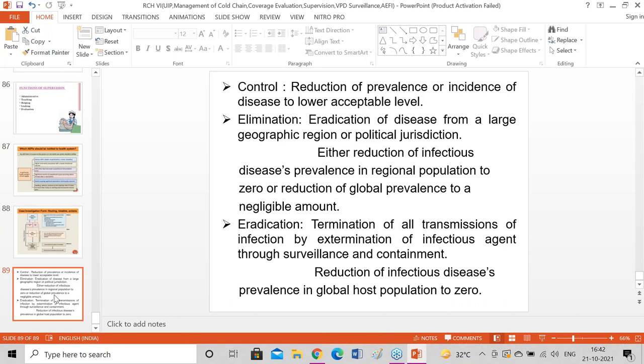Okay, so one more important slide, which is the last slide of the presentation, is the difference between these three, which I told you earlier also that you should know: control, elimination, and eradication. So what is disease control? Disease control is reduction of prevalence or incidence of disease to a lower acceptable level. Elimination is removal of disease from a large geographical region or political jurisdiction. Eradication is termination of all transmission of the agent by extermination of the infectious agent through surveillance and containment, reducing infectious disease prevalence in the global host population to zero. So, eradication.